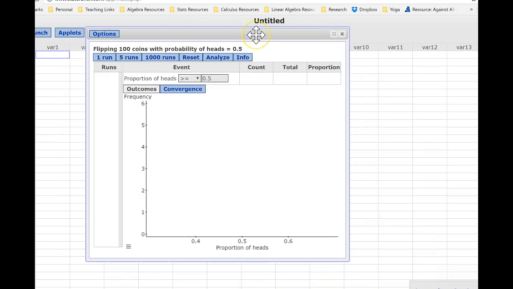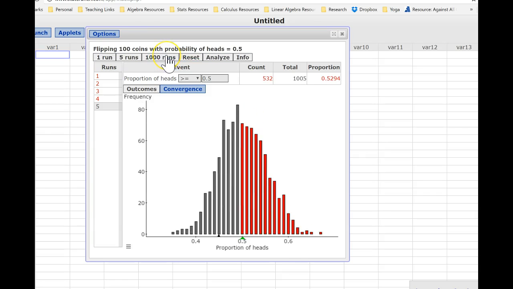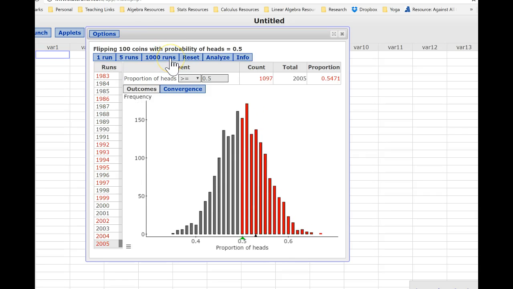So if we're going to flip 100 coins with a probability of heads of 0.5, we do that 5 times. You can see what we had before. Somewhere around 0.5 is where our actual value should fall. And then we could do this 1,000 more times. And you can see we are always going to be centered at about 50% or 0.5 because that's what our true probability of heads is. So that is what we're looking at.